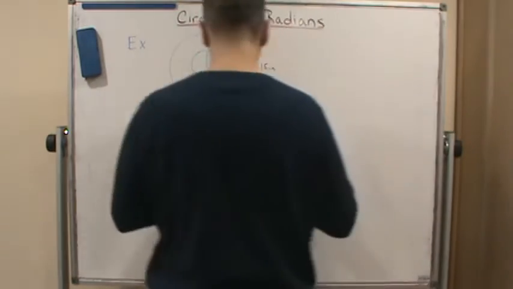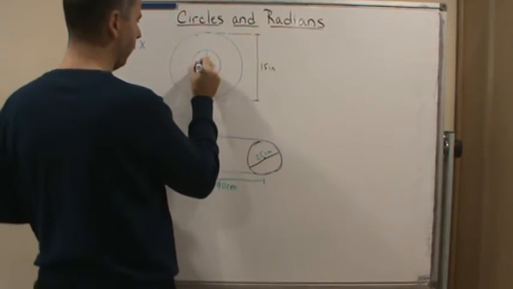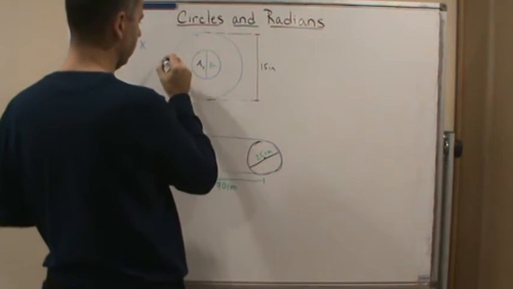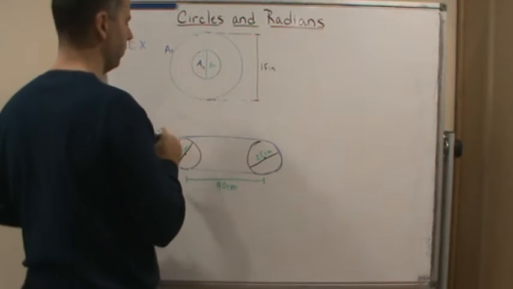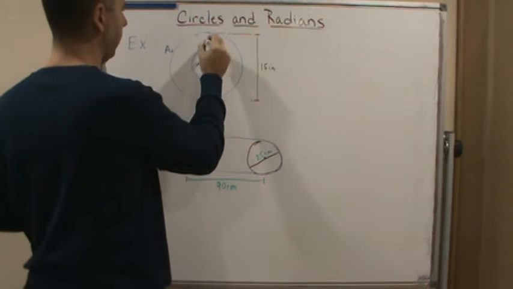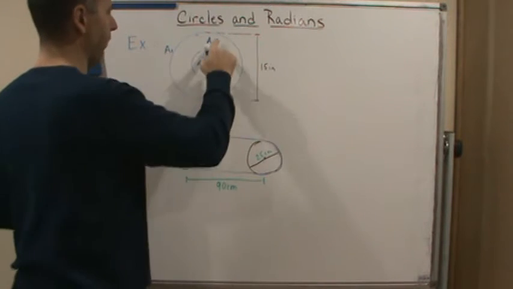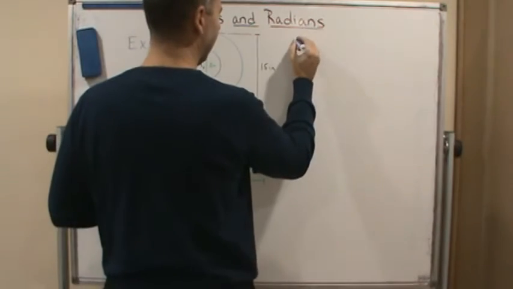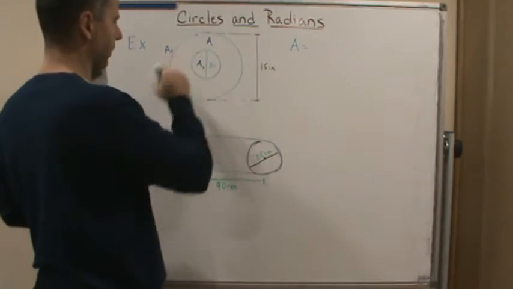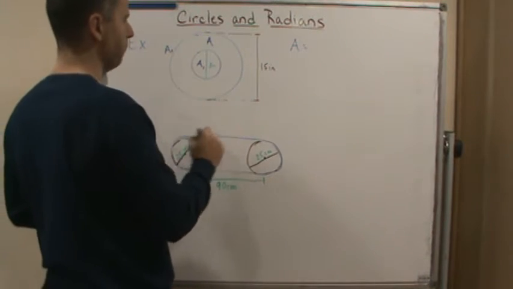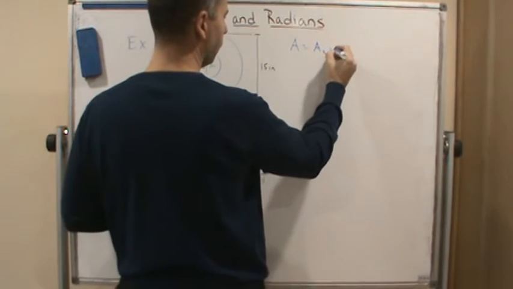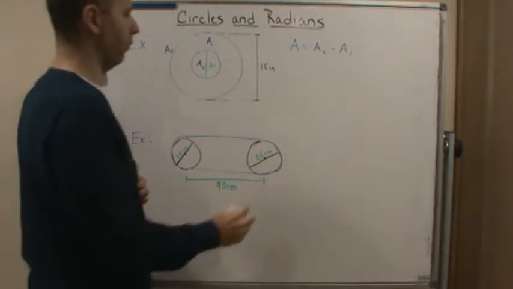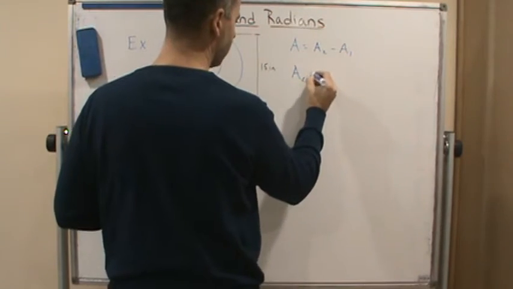So we'll call this area 1, and we'll call the area of the bigger circle area 2. And we'll call the band area. Okay? So we know that the area of the band, this part here, is going to be area 2 minus area 1, right? So now, what's the area of the larger circle?